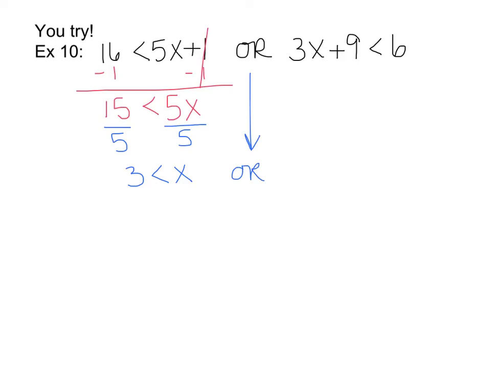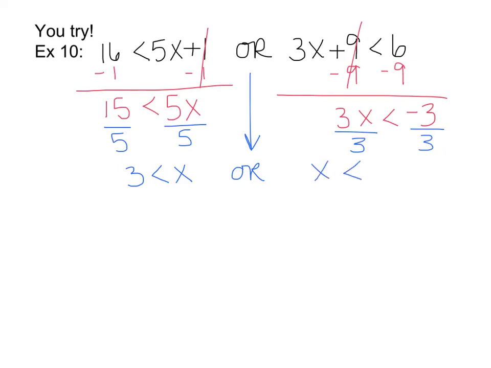Now let's move on to the one on the right. To move positive 9 to the other side, we are going to have to subtract it on both sides. That leaves me with 3x. And then 6 minus 9 gives me negative 3. To get rid of the 3 that's touching that x, divide both sides by 3. So x is less than negative 1.